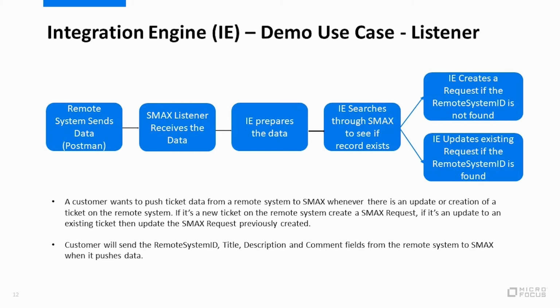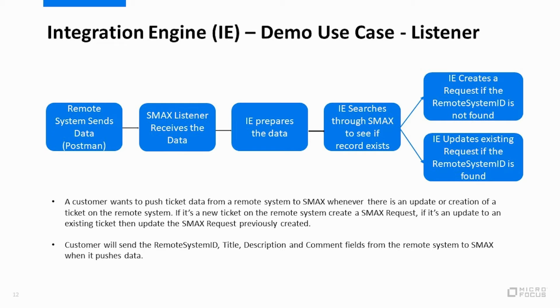If it's a new ticket, we need the integration to create a new SMAX request. If it's an update to an existing ticket, then the integration engine needs to update a SMAX request that was previously created. So I have a little flow diagram you can see. I'll outline a few of the things. The remote system is going to send 4 fields: the remote system ID, remote system title, description, and a comments field from the remote system to SMAX when it pushes data. The remote system is going to send the data to the listener. In our case, we're just going to use Postman to send the payload of data.